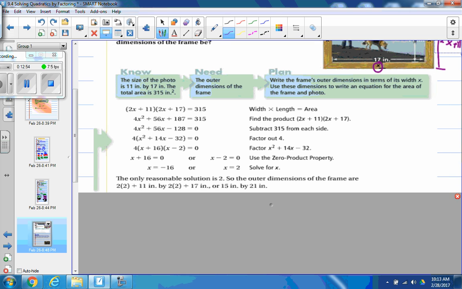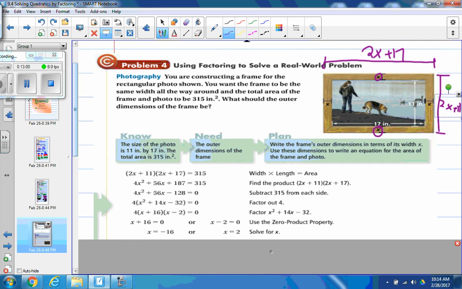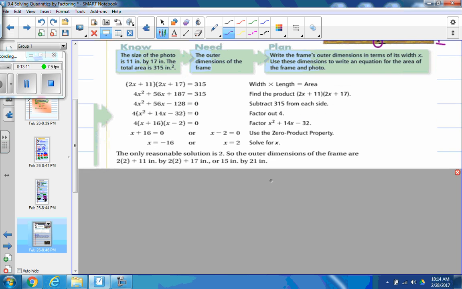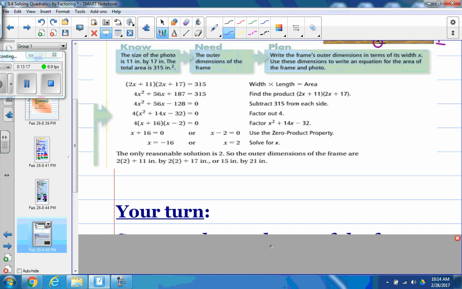So if you look at the picture, x, this width around here, cannot reasonably, logically equal negative 16. You can't have a negative distance. So the only logical answer is 2. And that's where this comes in real life here. So the only reasonable answer would be 2. So the outer dimension of the frame are 2. And if you plug that back in, it should work out.